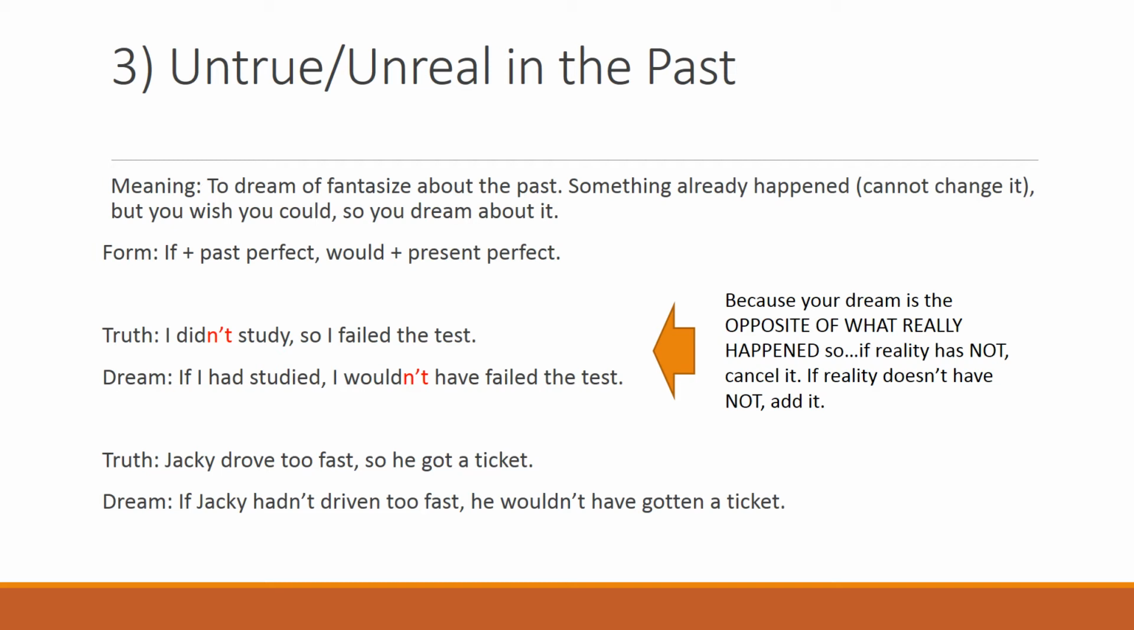Again, you should see the drove is a past tense. That tells me that this is something that already happened and he's regretting it. So we're going to use past perfect and add a not because the original sentence didn't have a not. And then the result clause also adds a not because the original didn't have a not. Okay, so the dream is always going to be the opposite.